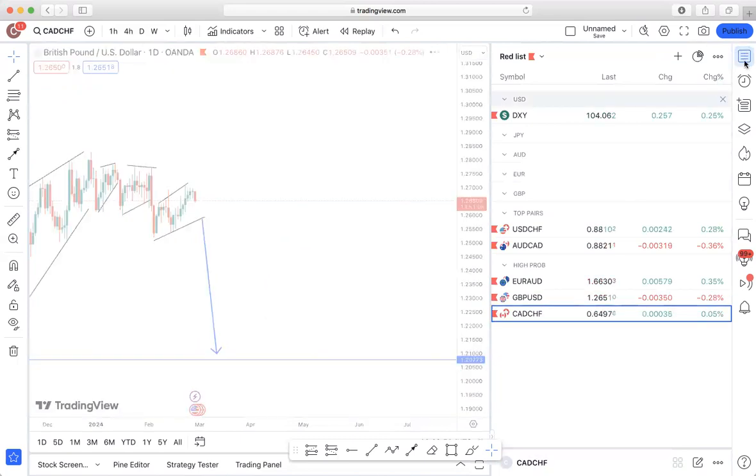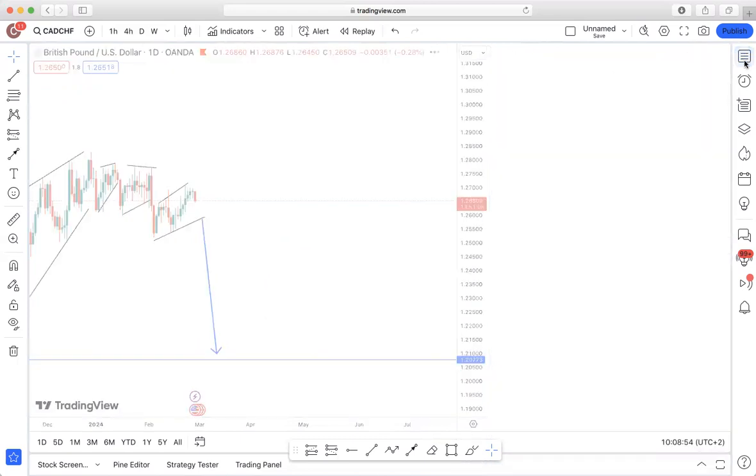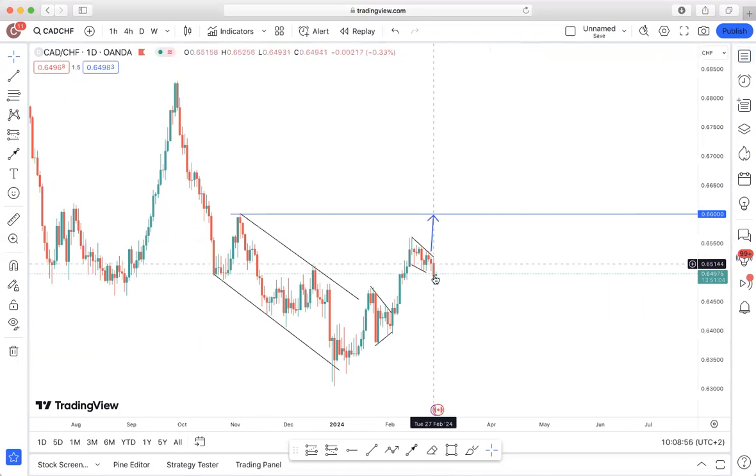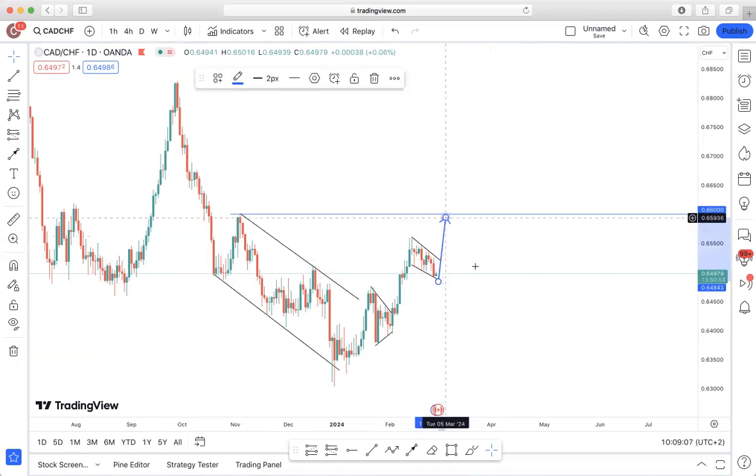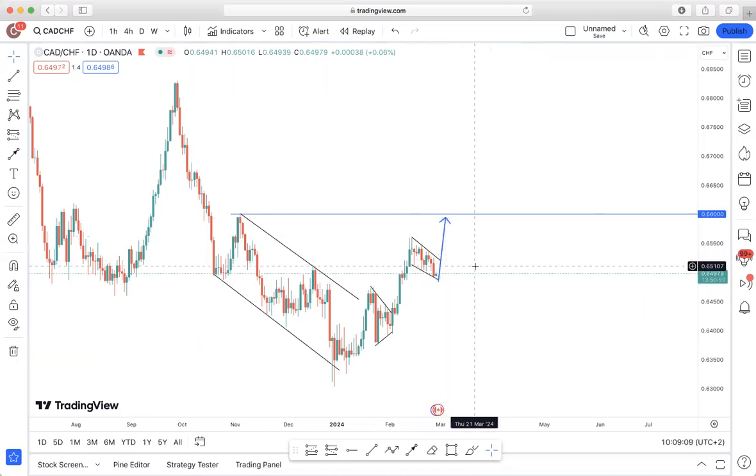And also CAD CHF. This one, I'm waiting for this to at least reach this top trend line. It is currently dropping, so I'm waiting for this to climb up and reach this trend line. Once it breaks this trend line, that is when I can confidently confirm that this is having a high probability of climbing all the way to the upside.